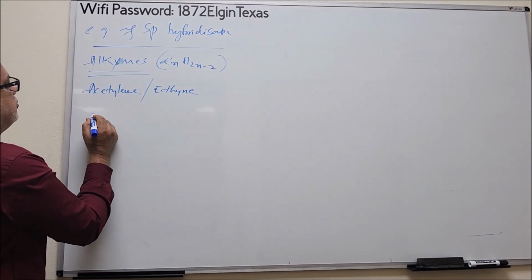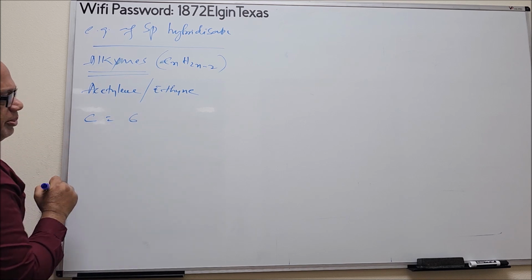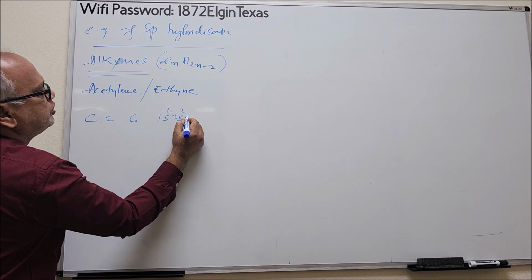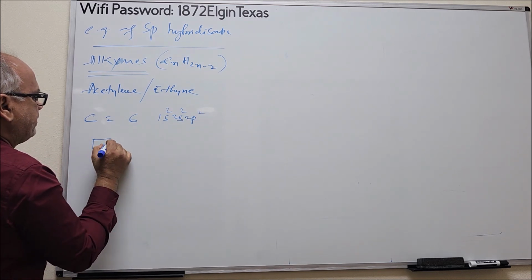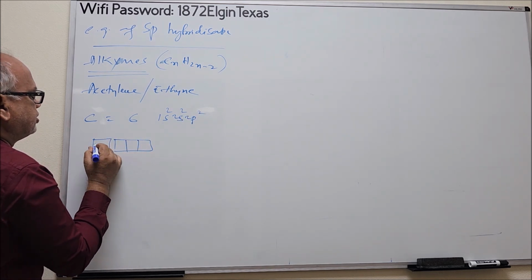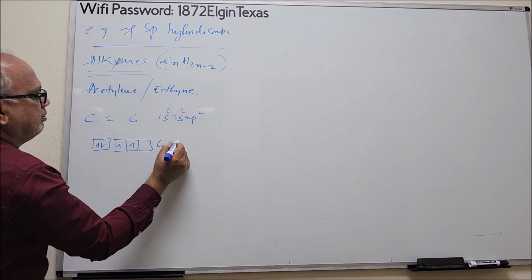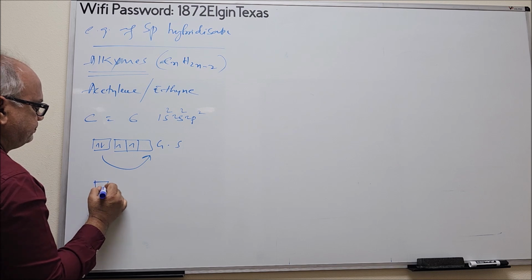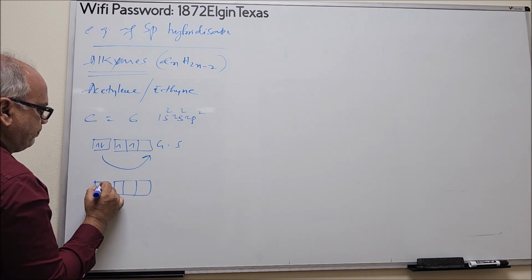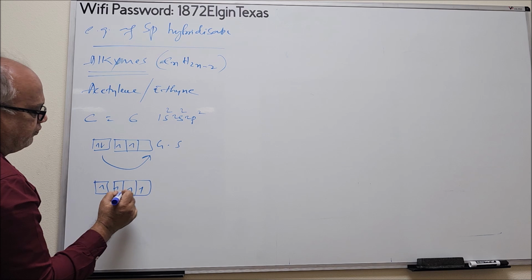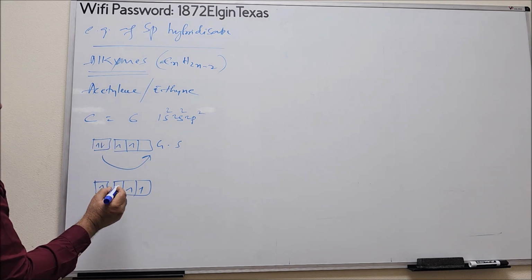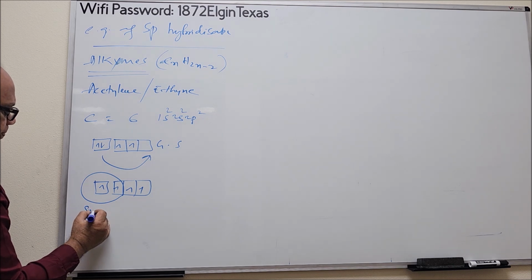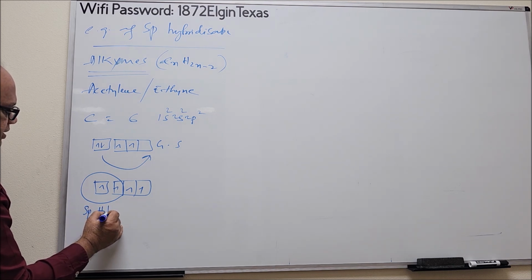So this is a carbon atom with atomic number 6. Electron configuration 1s2, 2s2, 2p2. This is the electron structure by box method. On excitation, the number of unpaired electrons is 4. So only 2 orbitals will undergo hybridization, sp hybridization.